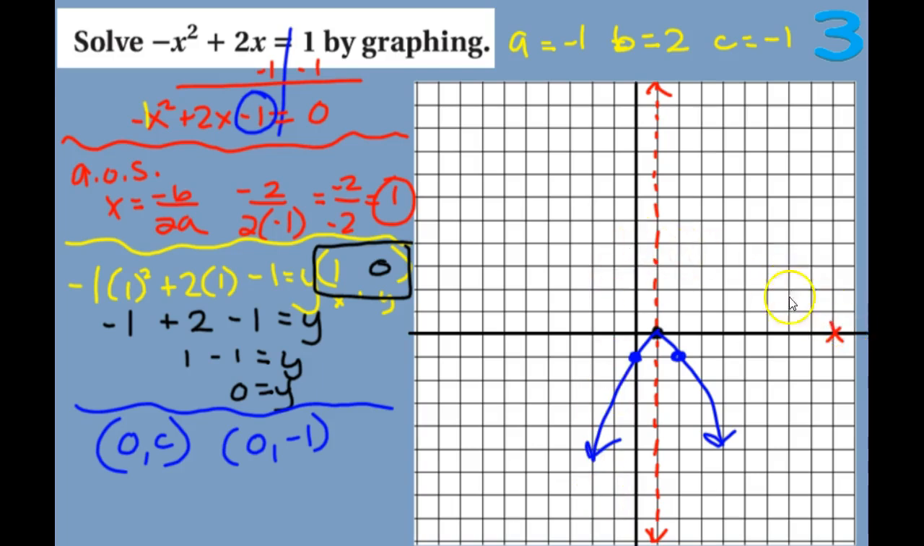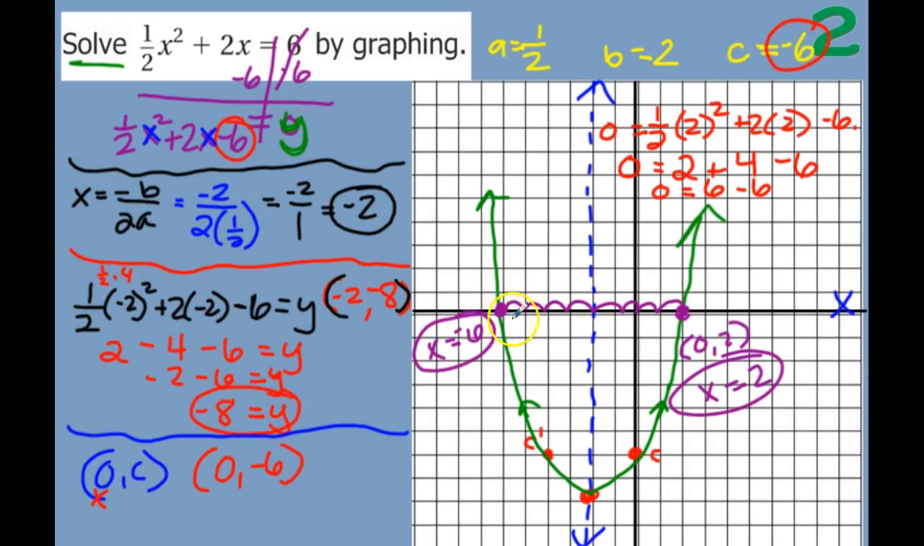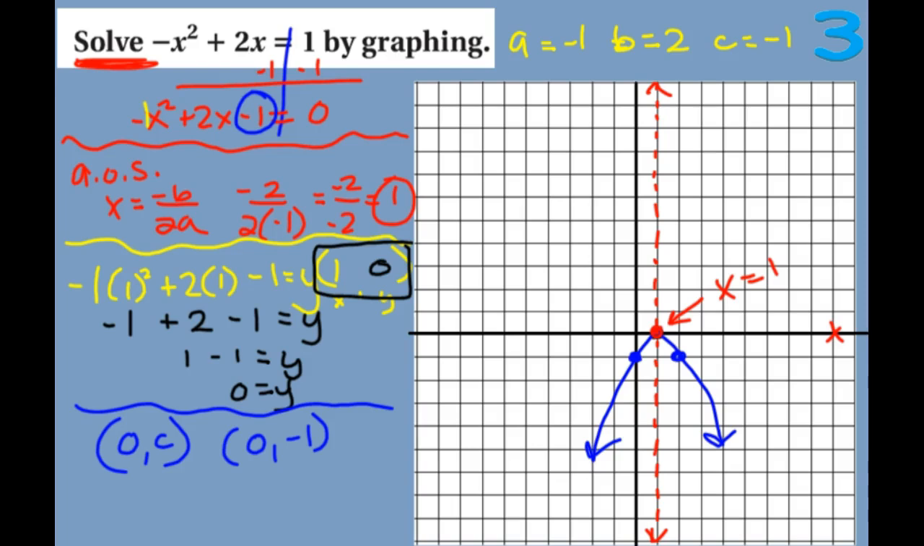Now this one, we need to figure out where it crosses the x-axis. Solve it. It's only crossing the x-axis in one point right there. It crosses that when x is 1. There's only one answer for this one, unlike the last one where we had 2 answers. If you have questions about that, let me know. But we actually plotted that point, so we don't need to guess. We know what the answer is.